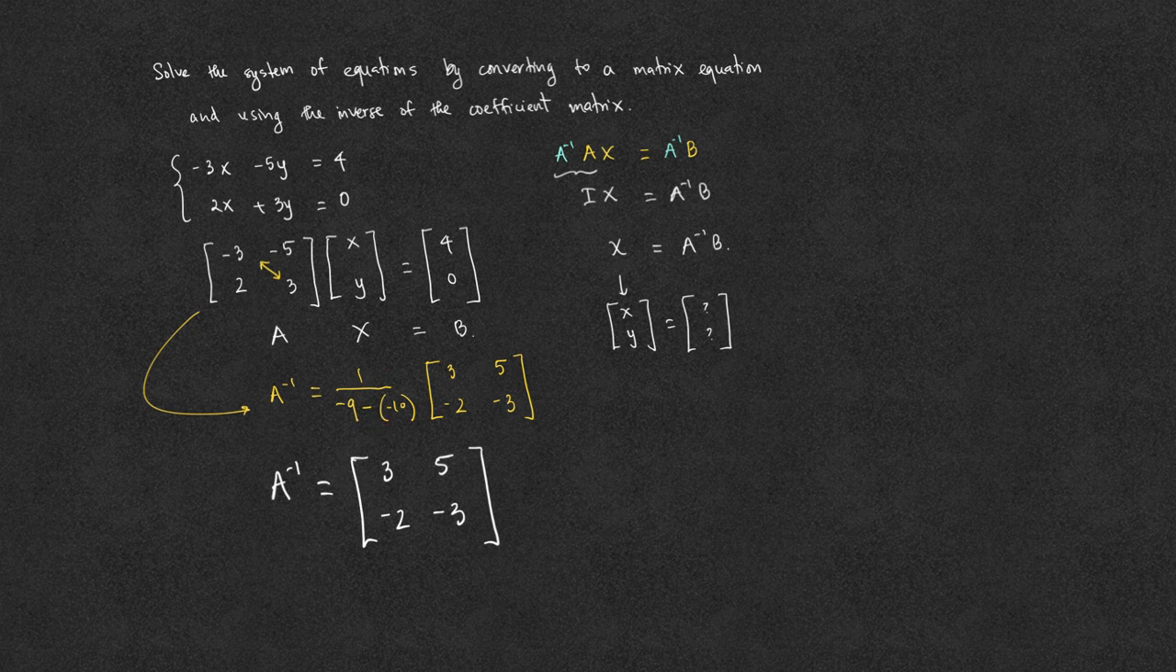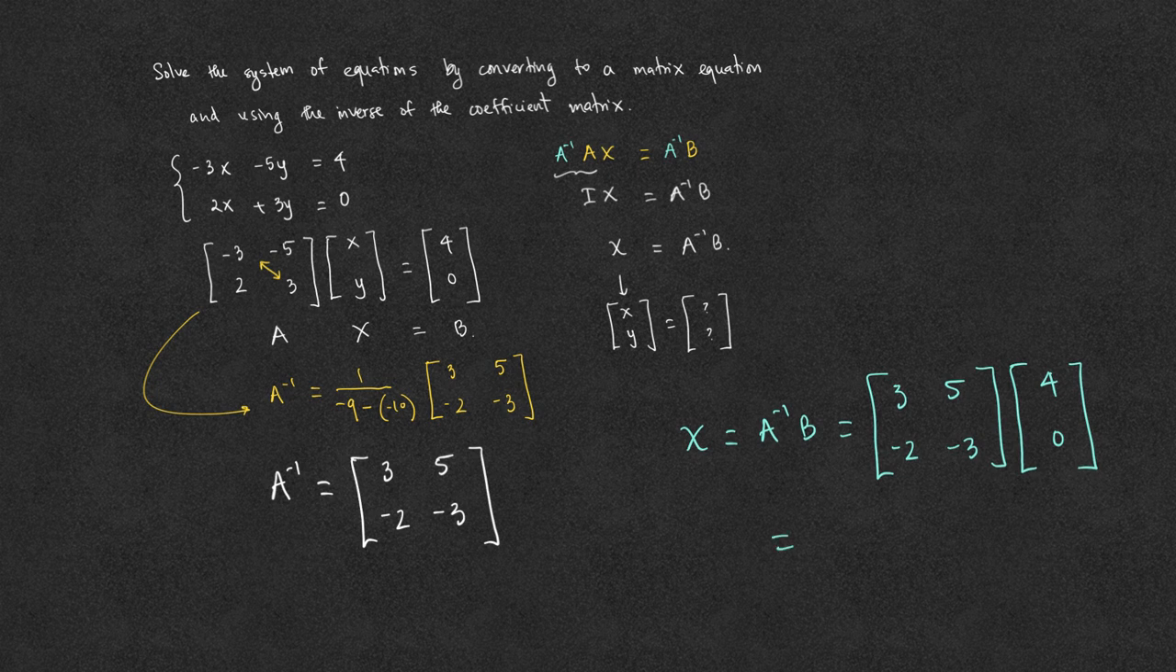The matrix X, which is the variable matrix, is therefore A inverse times B. But A inverse is 3, 5, -2, -3. And B is the constant matrix 4, 0. Using the inner product, we take the first row times the only column in the second matrix. This is 3 times 4 plus 5 times 0, which is 12 plus 0.